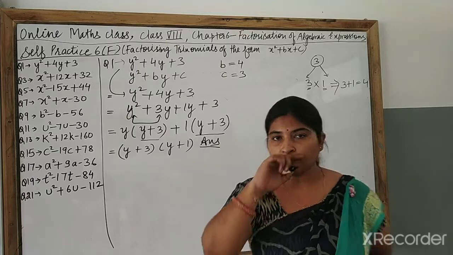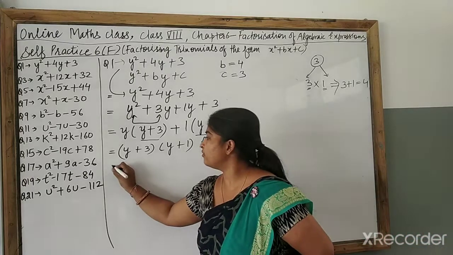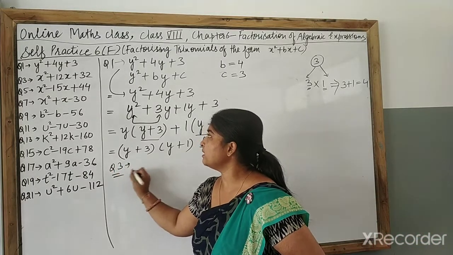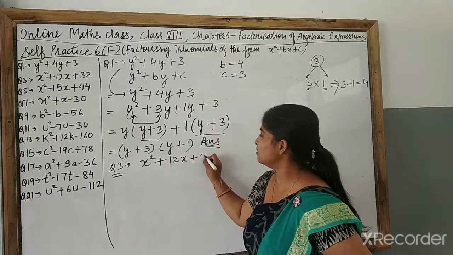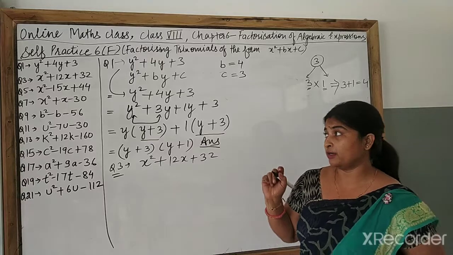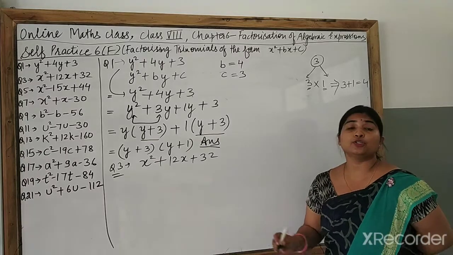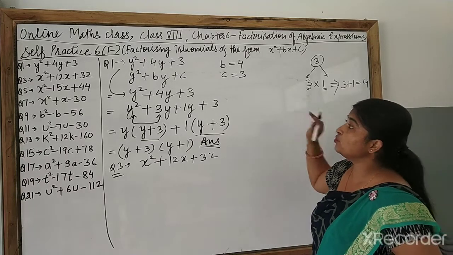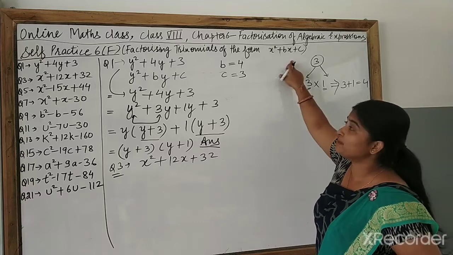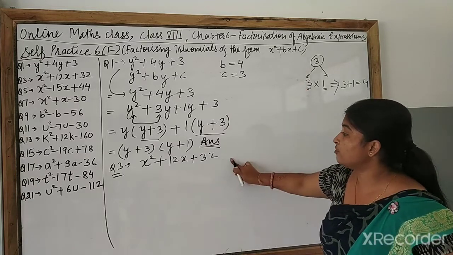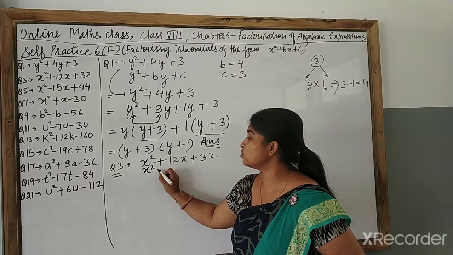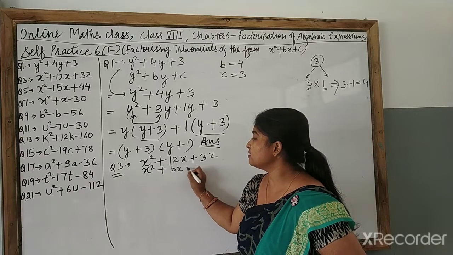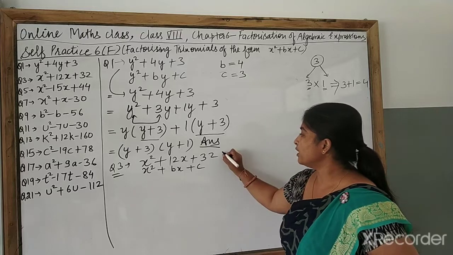Similarly, we can do the third question of it. Again you can see that the first term is a perfect square, but the last term is not a perfect square. So that means we cannot use identity. Here also we will factorize by the middle term split method only. First of all I will compare it with the standard form. What is my standard form? x square plus bx plus c. So what is the value of b?